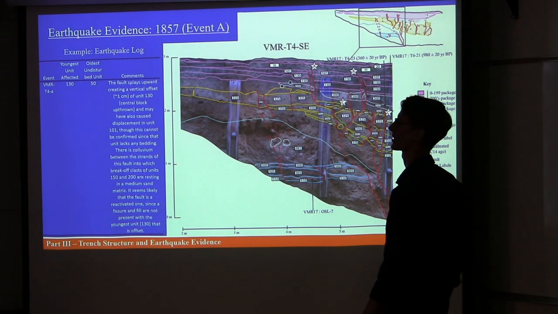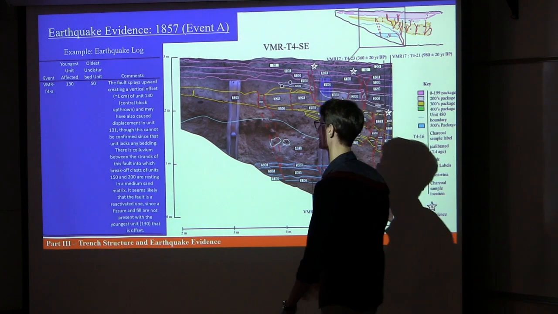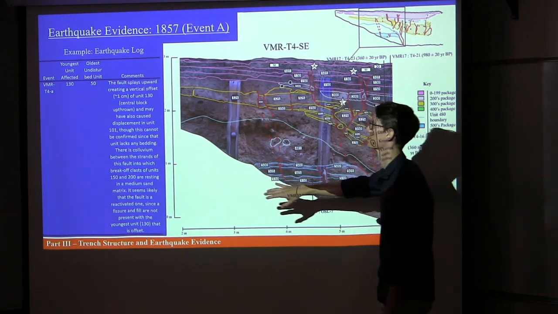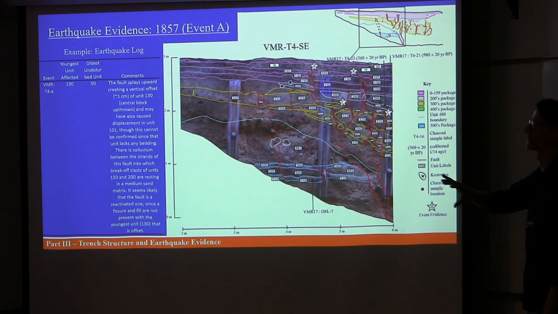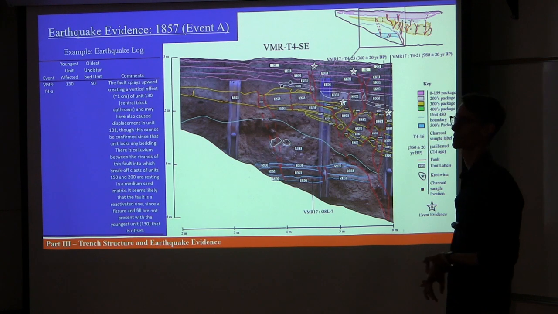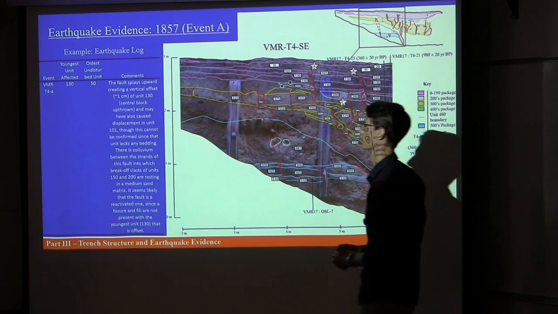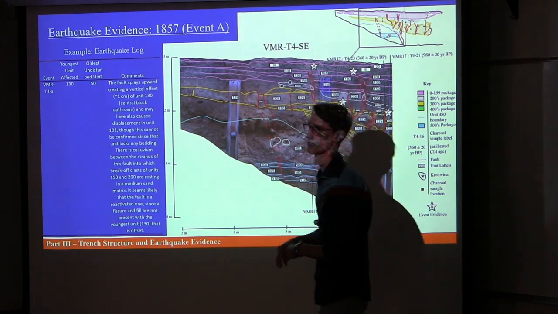Going forward, we're now going to talk about actual event evidences. On the left here, again, don't worry too much about reading it. It's a lot of words, but I just wanted to show an example of an earthquake log. So we have several evidences for each of our events. We have 5 events, A, B, C, D, and E, and each of these have several evidences. All of these are explained in detail in our trench log.